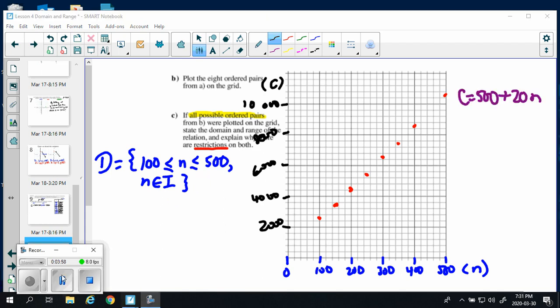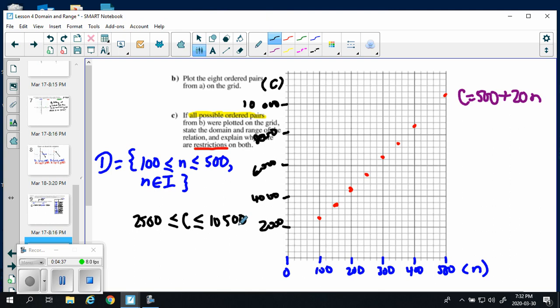When we're thinking about the range, again, there are restrictions on it because the range represents the possible costs of the banquet. So we do know that if we start the minimum number of people at 100 people, we're going to be paying a minimum of $2,500 for the banquet. And we're also going to be paying a maximum of $10,500 because that's the maximum number of people we're going to be paying for. So we know that our C value, our cost, is going to be between these two values. But what about the values that exist in between?